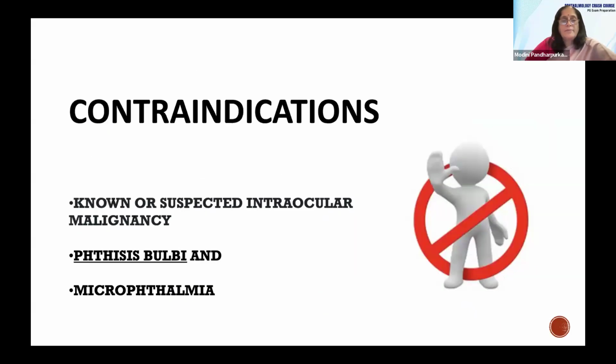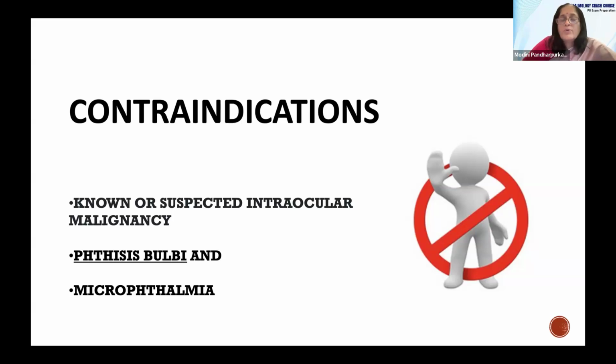Where you can again correct the eye cosmetically. The contraindications are very, very important, often asked to postgraduates in the exam, especially in your instrument viva. They are intraocular malignancy, known or suspected. If you have not done a B scan and demonstrated the lack of a malignancy in the posterior chamber, please do not go for evisceration, whatever the history of the patient. You must have a B scan or a CT scan evidence that the posterior chamber of the eye does not have an intraocular tumor.